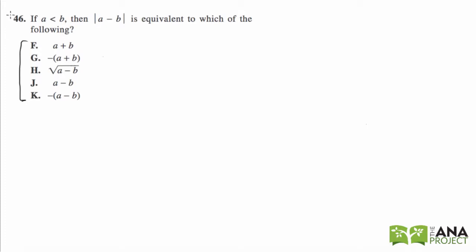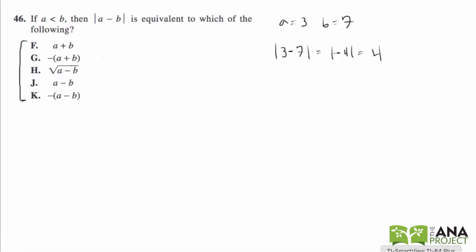So this is another good candidate to pick numbers for the variables and then plug them back into the answer choices. If A is less than B, so let's go ahead and pick numbers for A and B. Let's say A is 3 and B is 7. Then the absolute value of A minus B, so the absolute value of 3 minus 7, that would equal the absolute value of negative 4. The absolute value of any negative number is its positive, so it's positive 4.